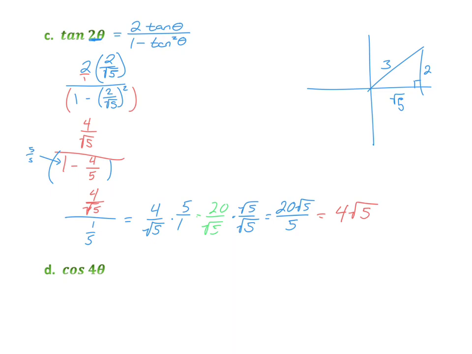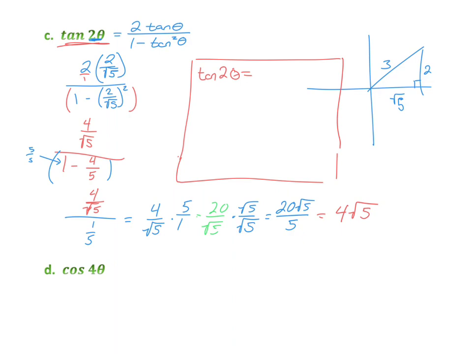Now, there is another way we could do this. So if you want to know the other way, here it is. Nice and simple. It's actually a lot quicker for tangent of 2 theta. Instead of using the actual tangent of 2 theta formula, you can use one of the identities from the other day.